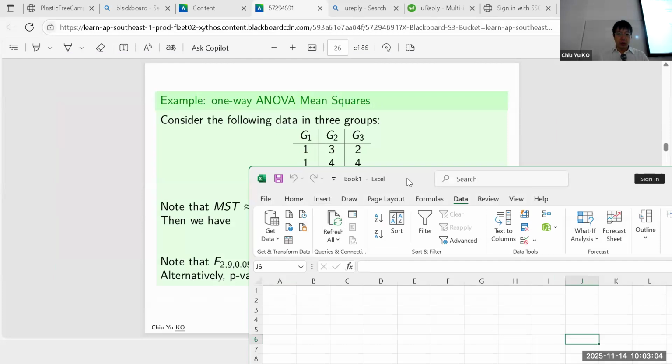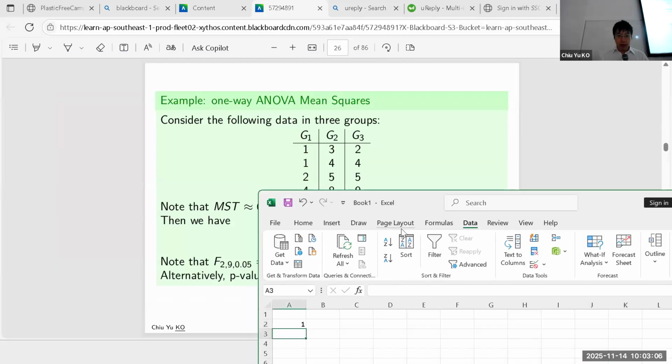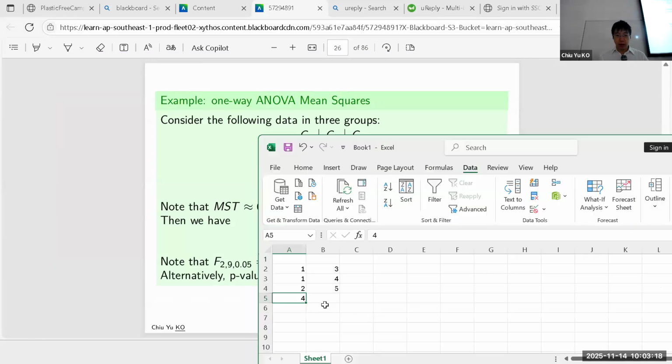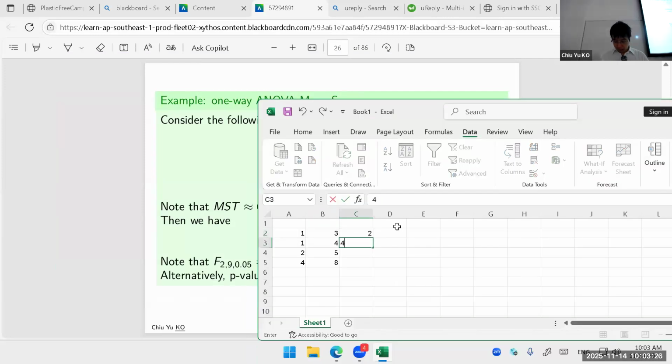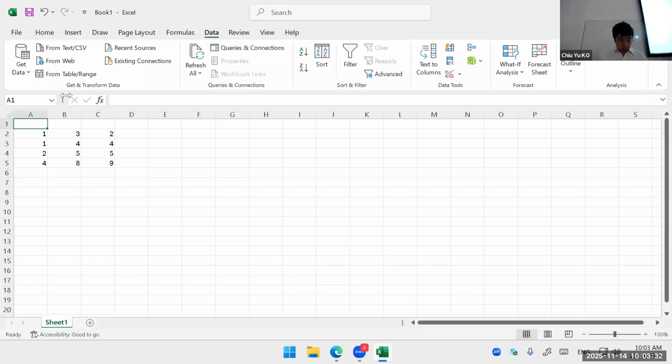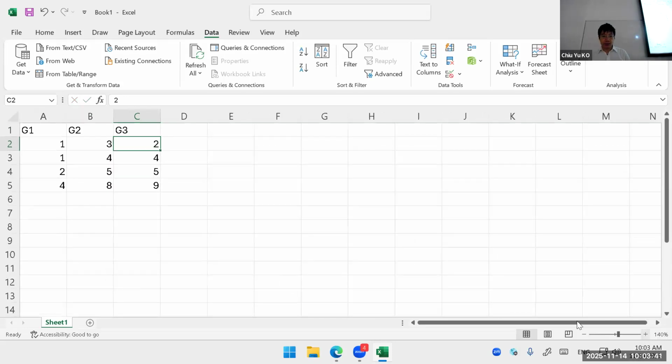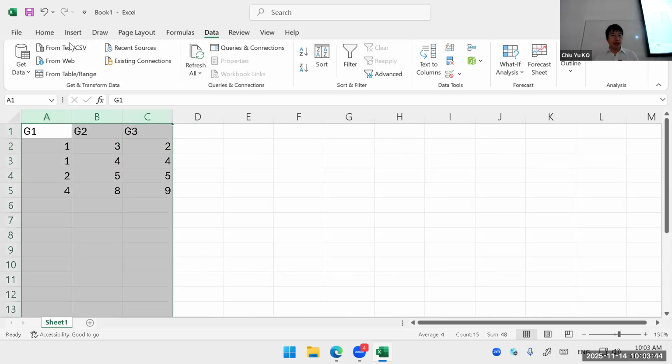It will be quick. It will be 1, 1, 2, 4, 3, 4, 5, 8, 2, 4, 5, 9. Okay. It's group 1, group 2, group 3 here. Okay. So let me make it bigger. So these are all the number data here.